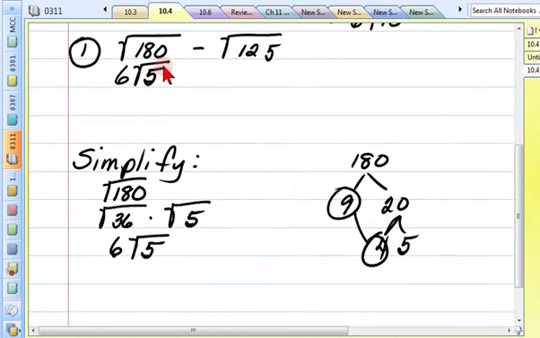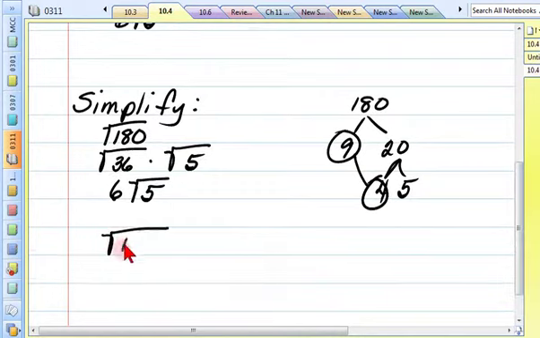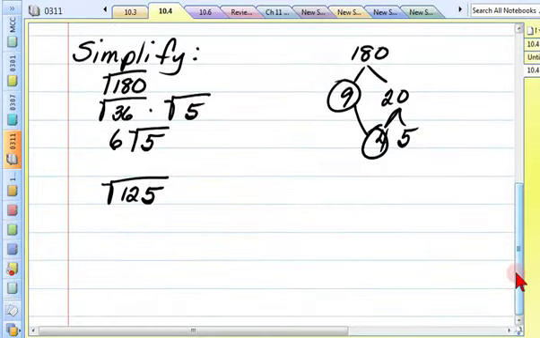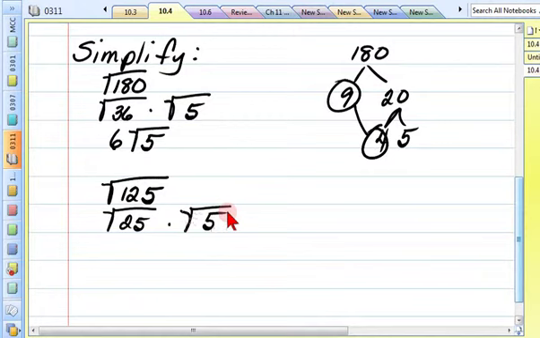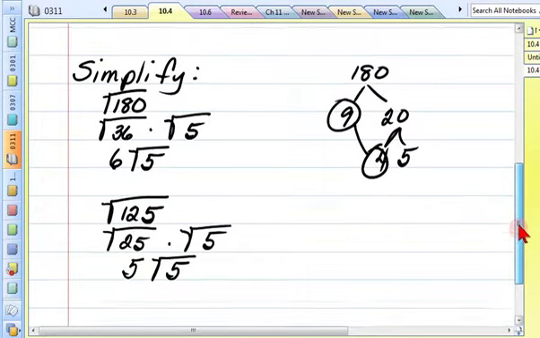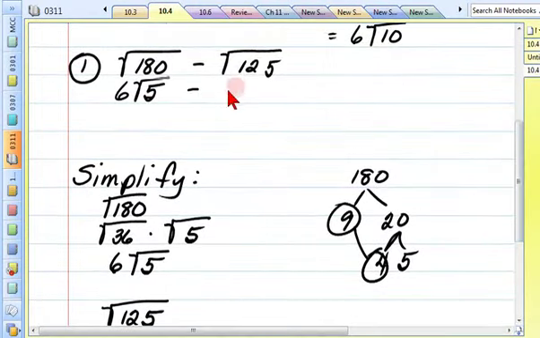Okay, now I'm going to work on the square root of 125. Can you think of a perfect square factor that goes into 125? 25. Probably don't need to do the same kind of work on this one. It's 25 times 5. So the square root of 25 is rational, 5 times the square root of 5. And I'm going to send that back up. Minus 5 times the square root of 5.